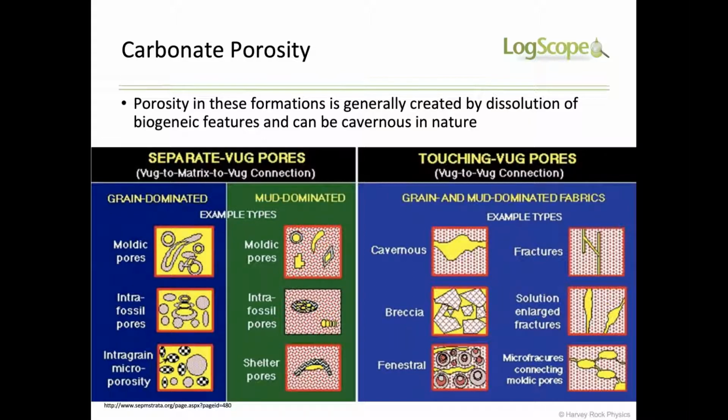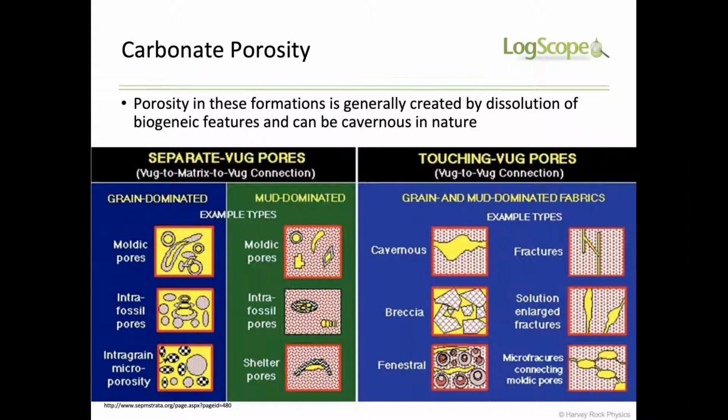In carbonate porosity, you generally produce them as separate vugs, pores, and these vugs and pores are created by the dissolution of fossil fragments or shell fragments within the rock, and they create pore space.